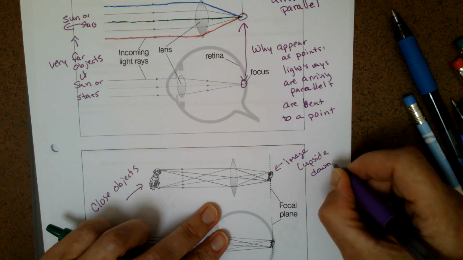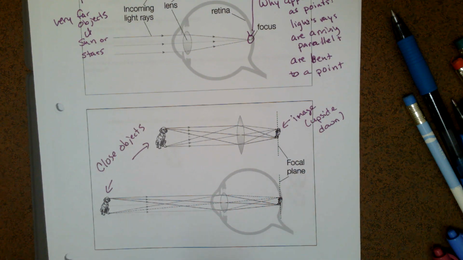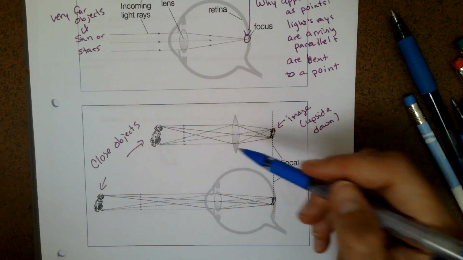Now you might be like, Dr. E, that's nuts. I do not see things upside down. If you looked inside your brain, you would see that you are actually registering these things upside down, and your brain rights them side up, everything all the time. So these are two very close objects.